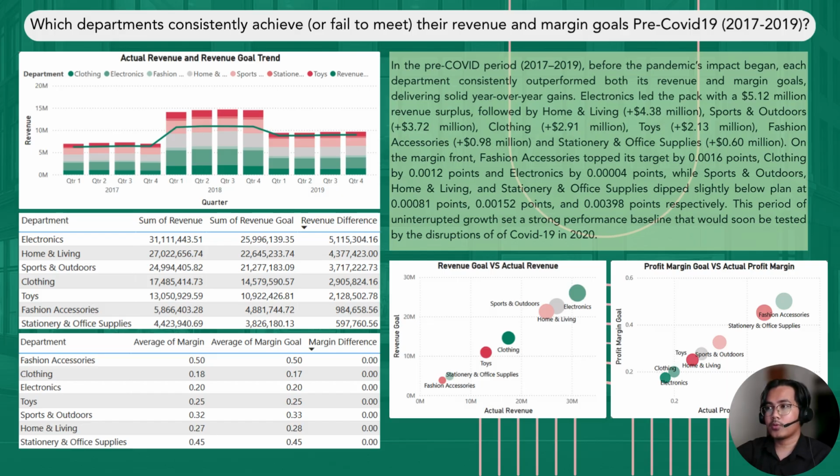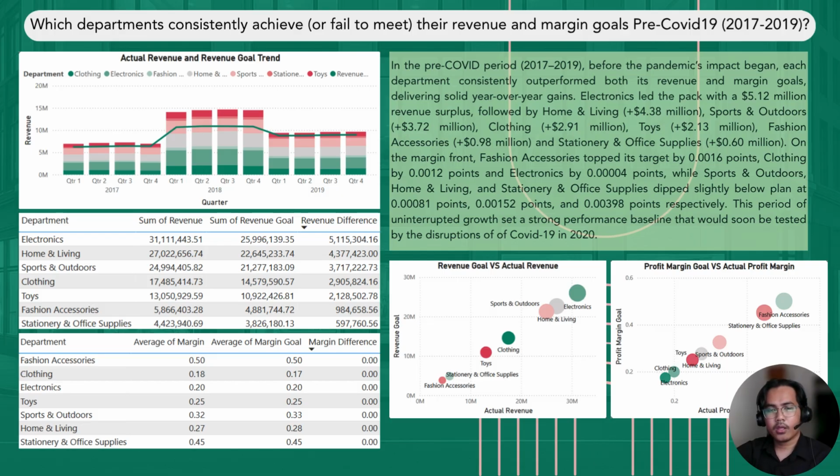Next is sports and outdoors at third, 3.7 million. And so on is clothing at 2.9 million, toys at 2.1 million, fashion accessories at 0.9 million, and lastly, stationery and office supplies at 0.6 million. All of them actually had an excess of revenue. In terms of margin, all of them actually achieved the margin goals set by them during the time.